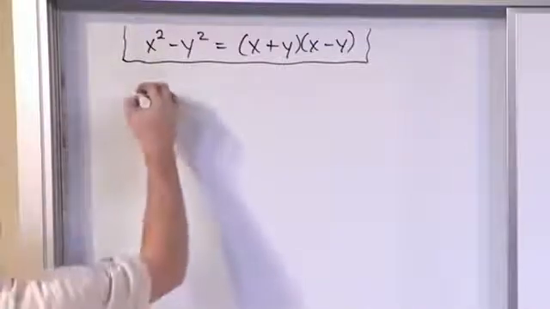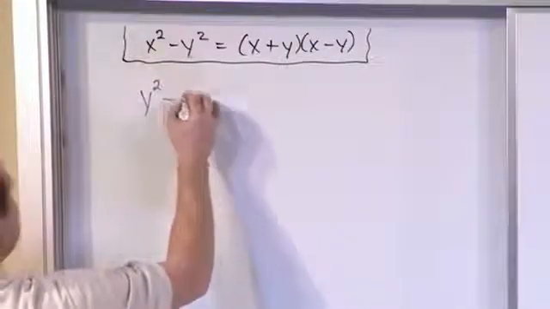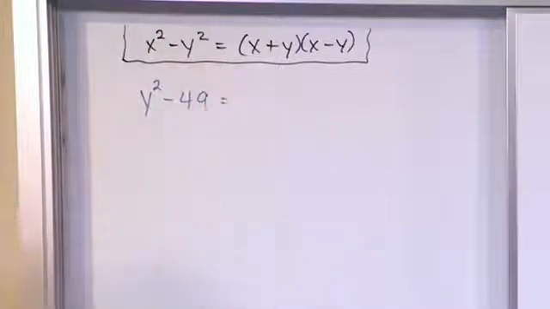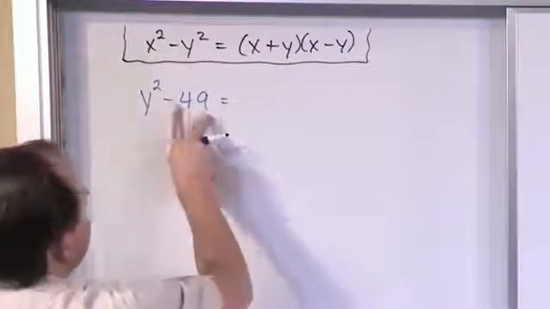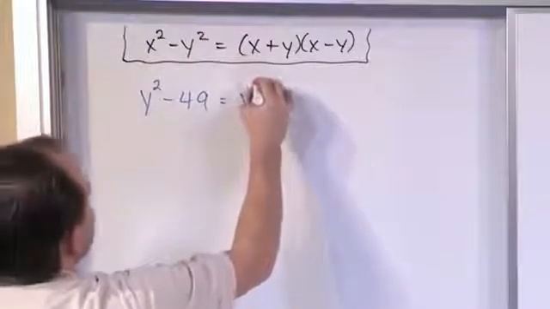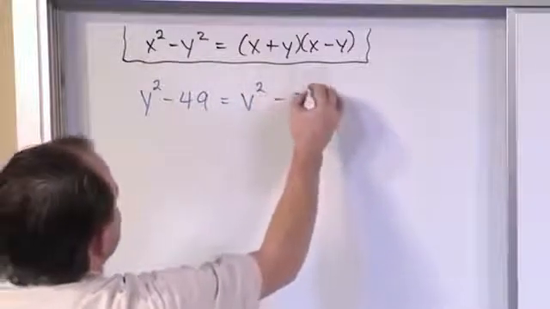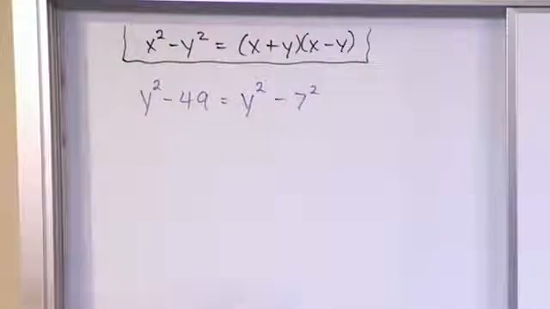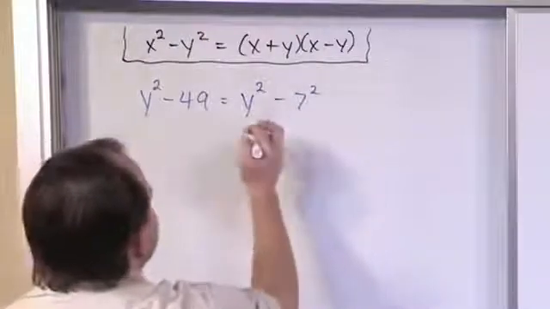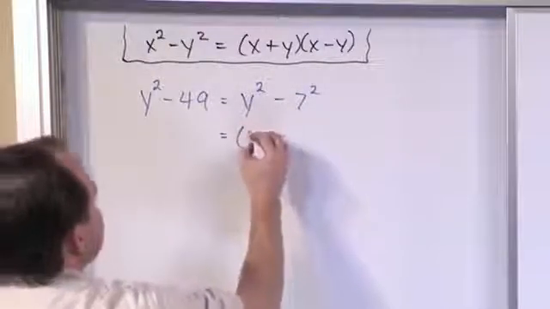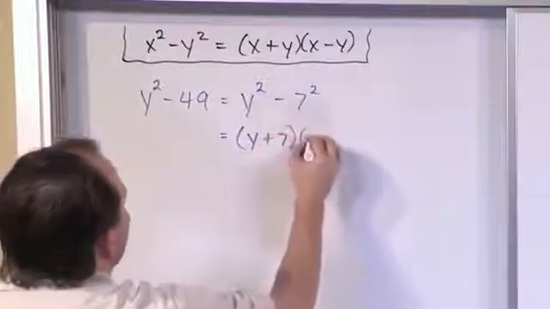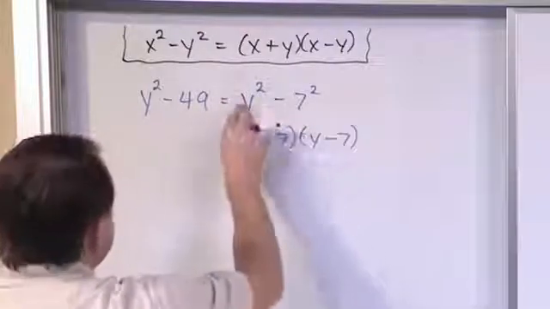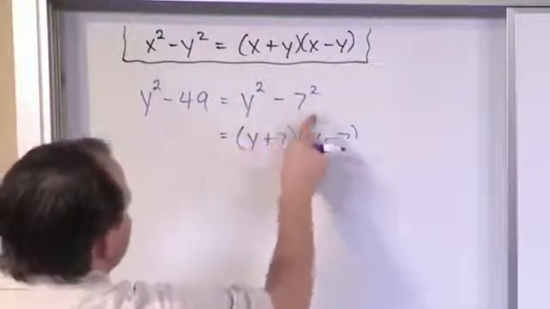What if you have y squared minus 49 and you're asked, factor this guy? First you might say, there's no way I can factor, but then you realize 49 is a perfect square. So you can rewrite this as y squared minus 7 squared, because 7 times 7 is 49. You have a difference of two squares. You can write the answer immediately: y plus 7, y minus 7.